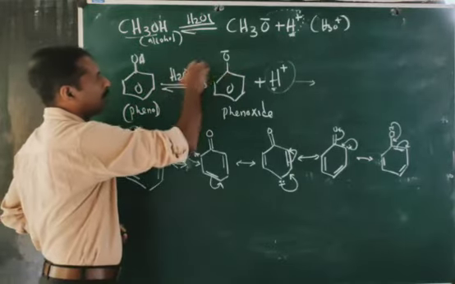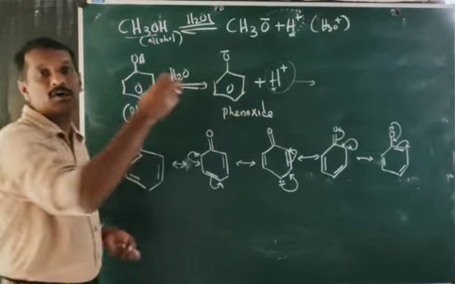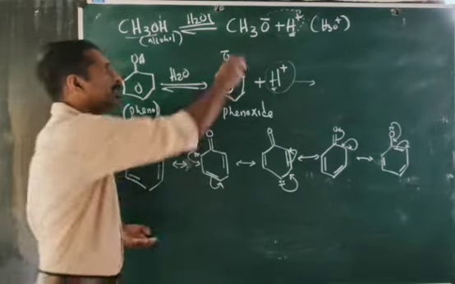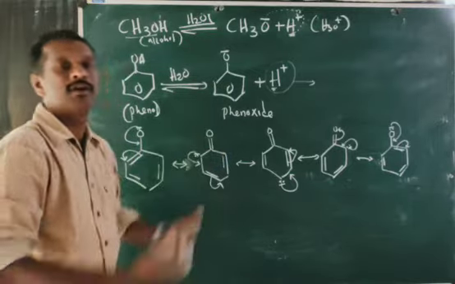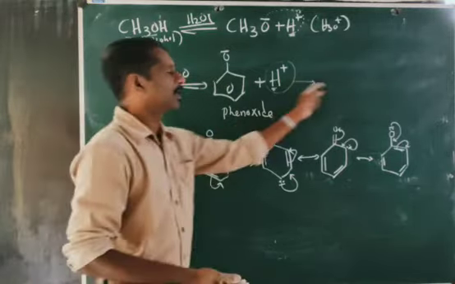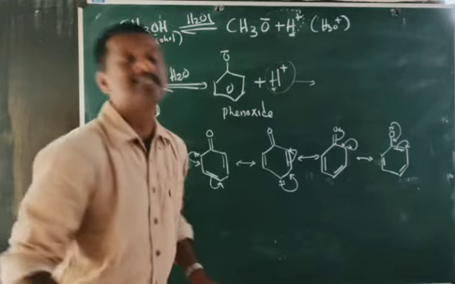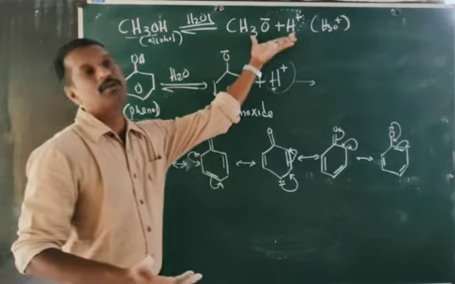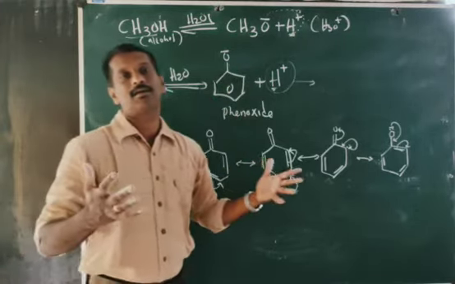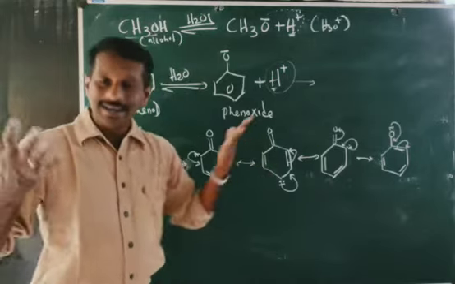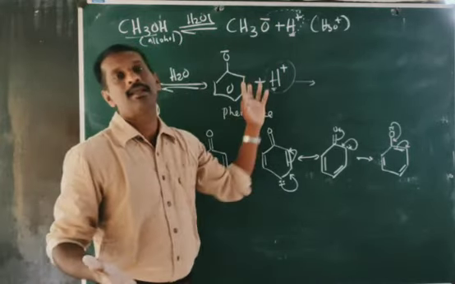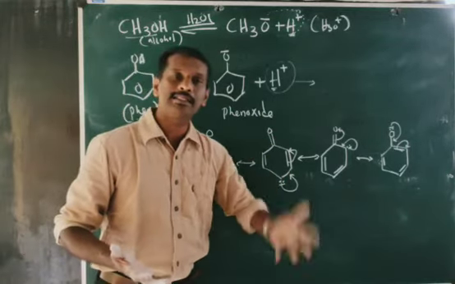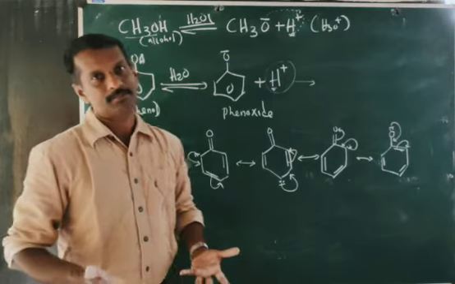But in the case of phenol, the phenoxide ion can be stabilized by resonance. This ion can stabilize itself by resonance. Therefore, the removal of H plus is easier. This is the reason why phenols are more acidic than alcohols. So keep it in mind. In alcohols, there is no possibility of delocalization of negative charge, but in the case of phenols, the phenoxide ion can be stabilized by resonance.